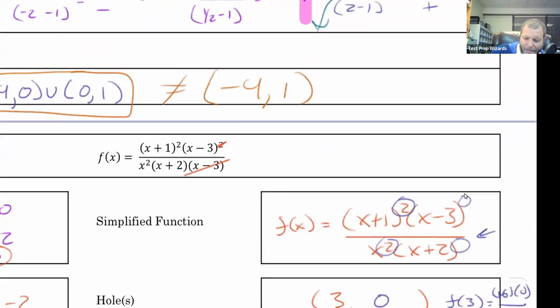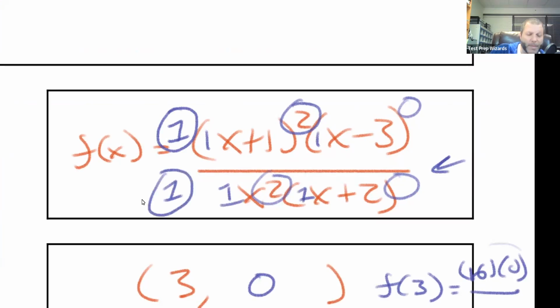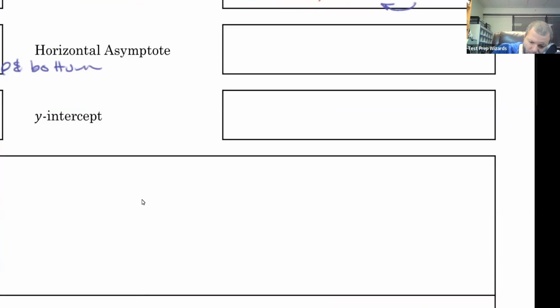All right, so when I look at the top, I have a 1x and a 1x. If I multiplied 1x and 1x, I'm going to end up with a lead coefficient of 1 times x to whatever power. Same thing here, I have a 1 and I have a 1, so my lead coefficient is also just going to be 1. 1 divided by 1 is going to be 1. So the horizontal asymptote is just going to be y is equal to 1.